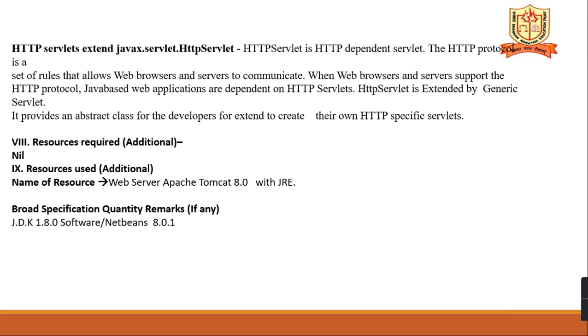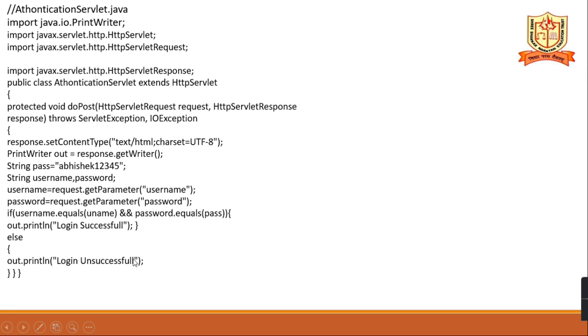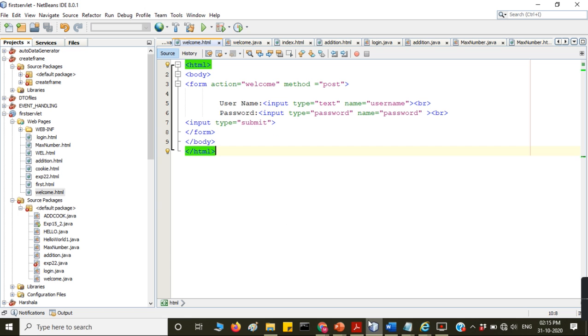And what are the resources you require? You require the Tomcat server and NetBeans 8.0.1. Next, there is a program here. You have to give a username and password, and there is a submit button. If the password is correct, then a login successful message will come. If the password is incorrect, then login unsuccessful. We'll see it practically. The program is already written.